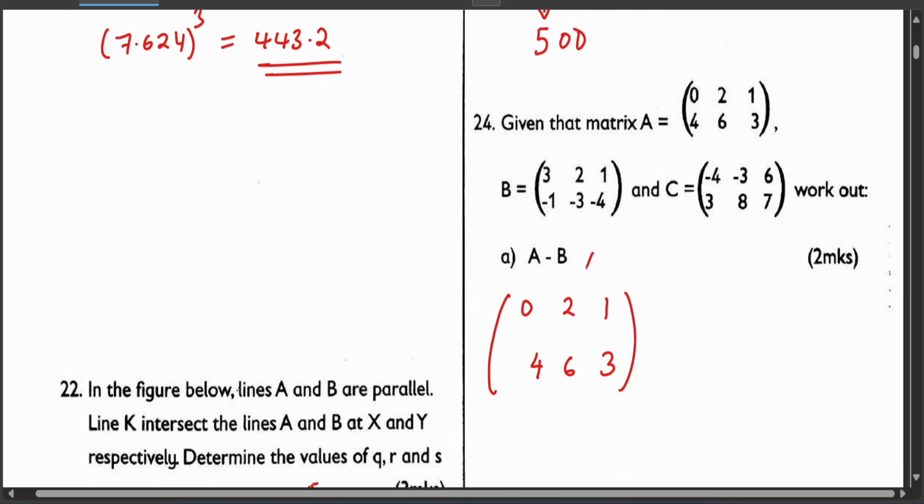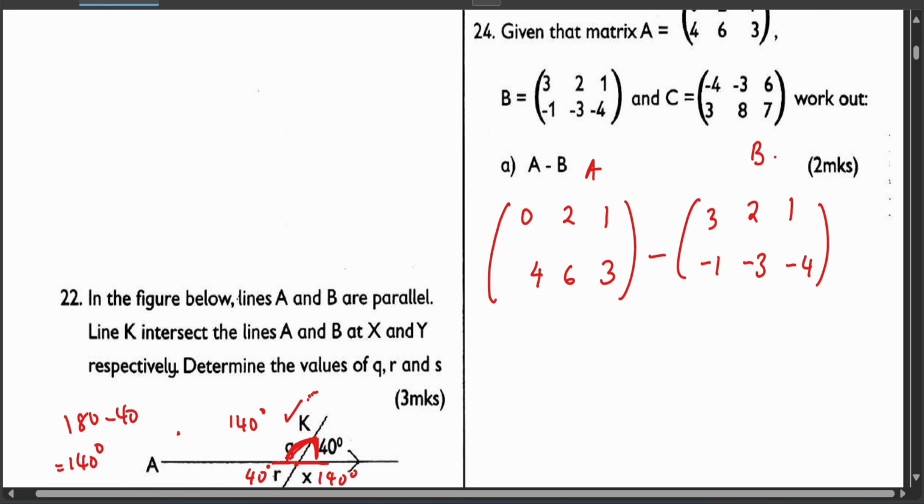So A minus B, which is 3. So this is our B. Okay, so therefore you subtract these two matrices. You take 0 minus 3 because there's a negative here. So 0 minus 3 gives you negative 3.